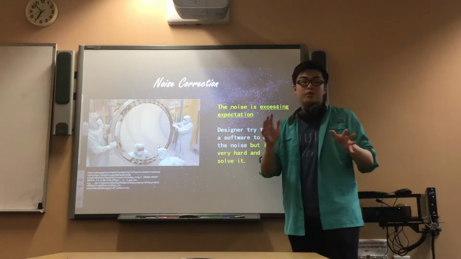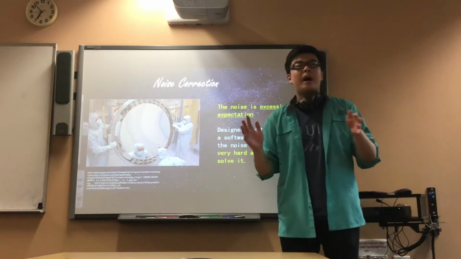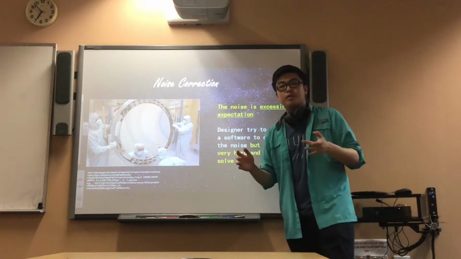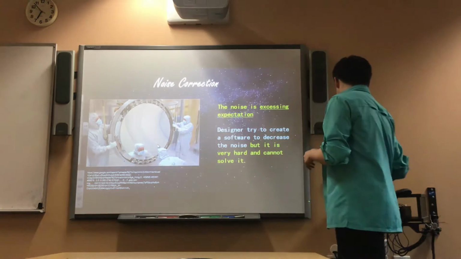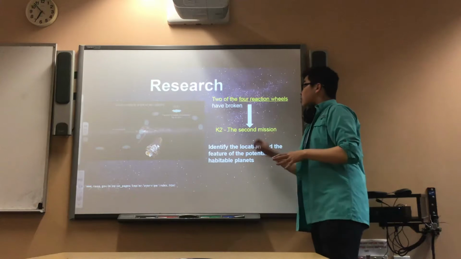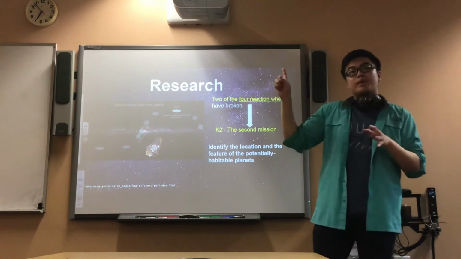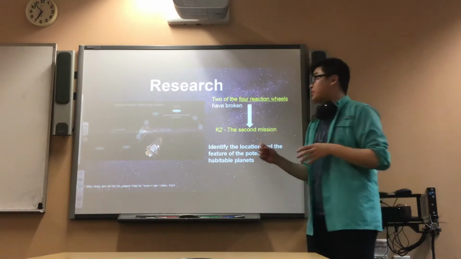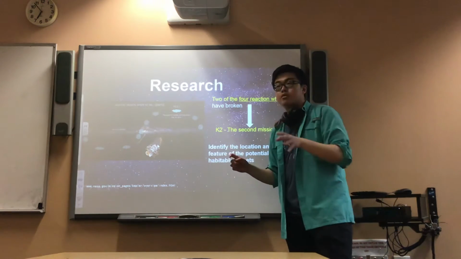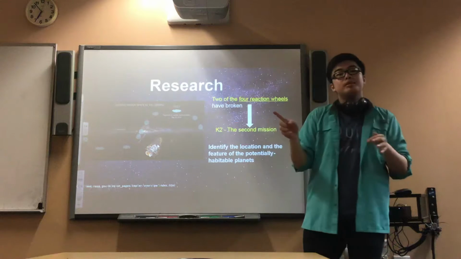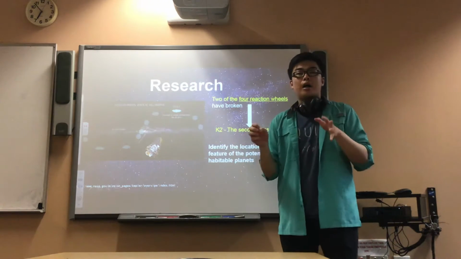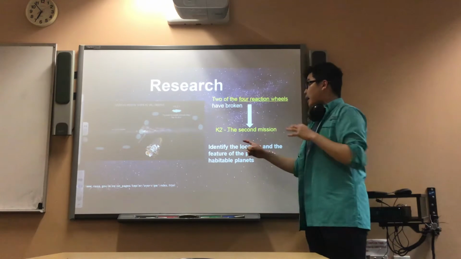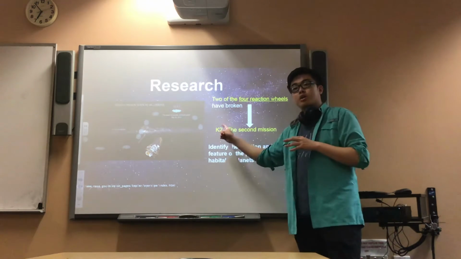Designers and scientists try to fix this problem by creating software, but it's very hard to solve, and until now they still cannot do it. So, for reaction wheels, this equipment helps to get more accurate observation. But after 4 years since Kepler launched, 2 of them broke, which means that Kepler cannot do the accurate observation like before. And then it turned to the second mission, which is called K2.